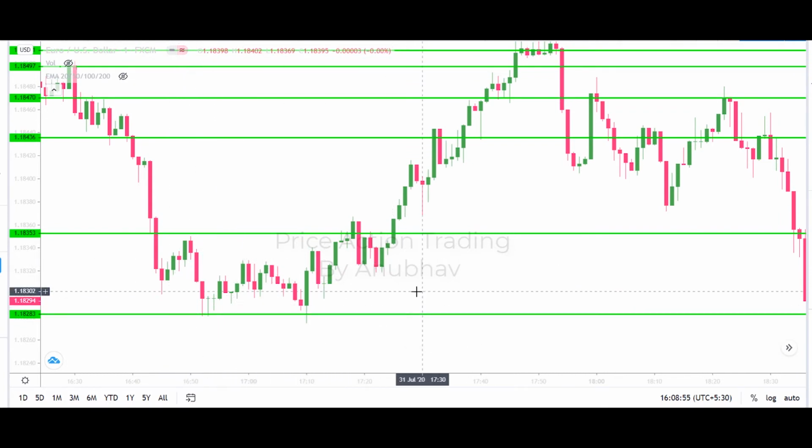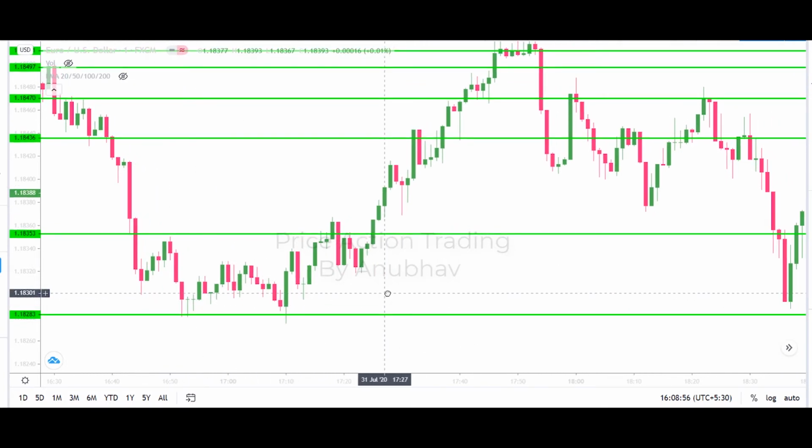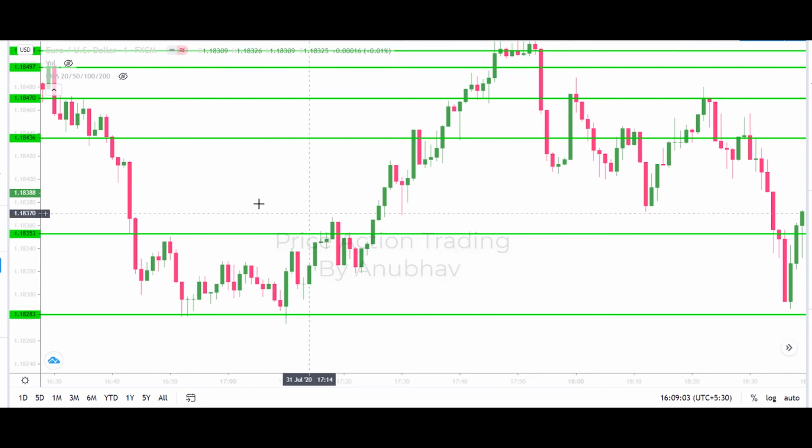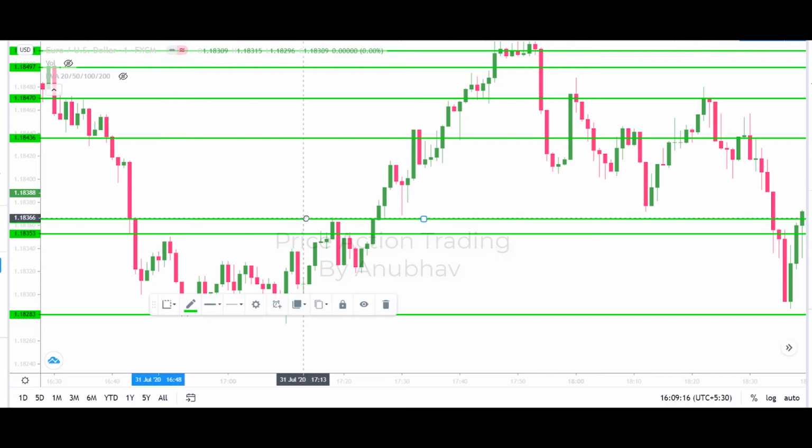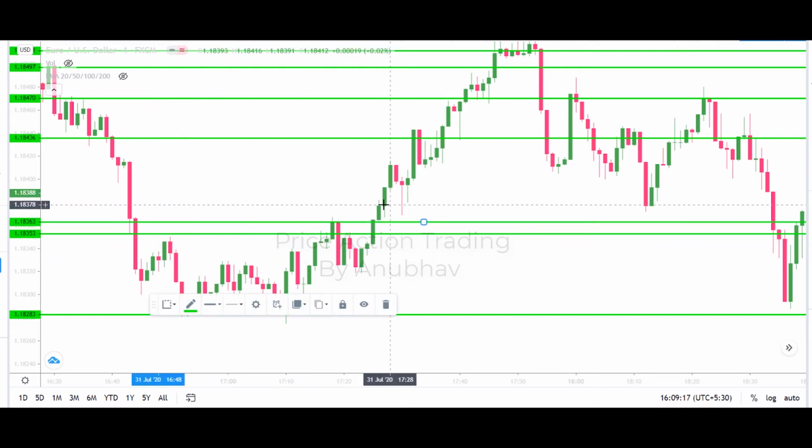We are actually looking for only the resistance lines. We are not looking for the support line now. So the market is coming down hard and it broke our previous resistance line, and you did not get a chance to trade here. If you make a resistance area, actually, if you do this, still you did not get a chance to trade here. Now let's go up.